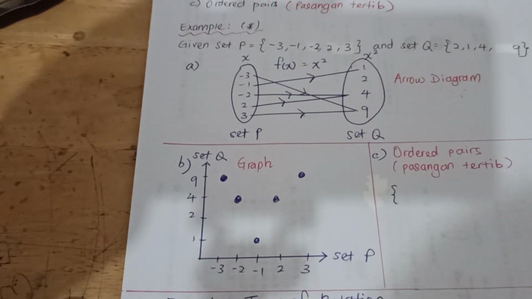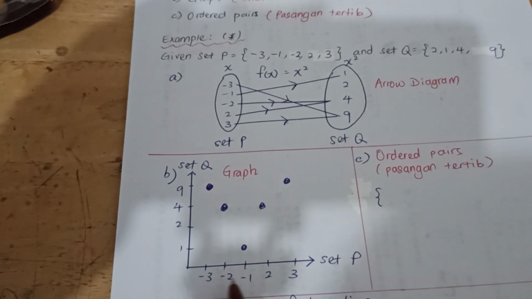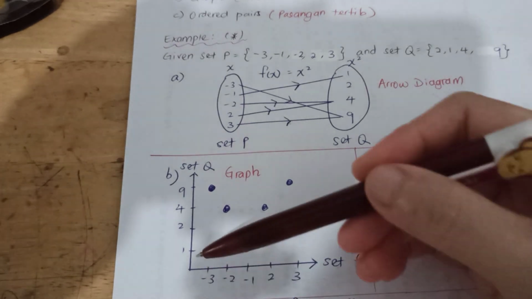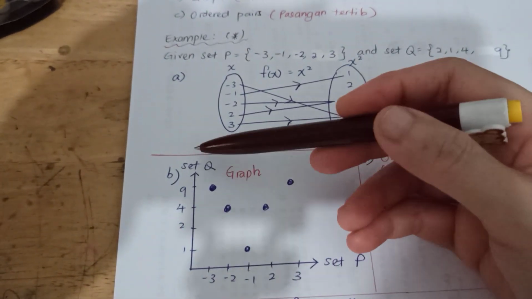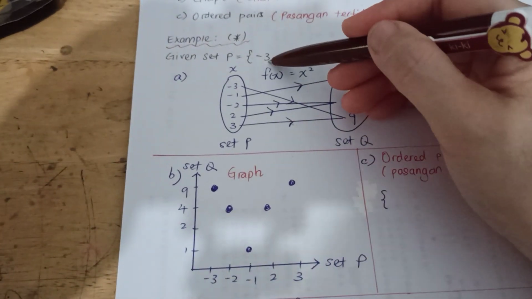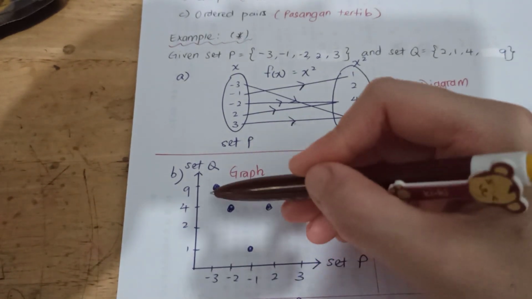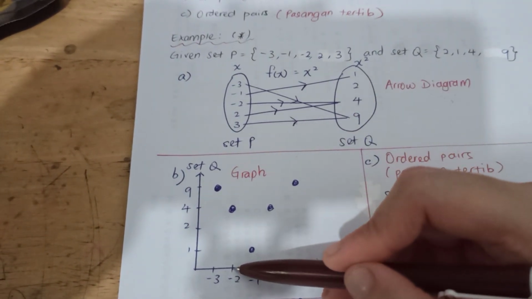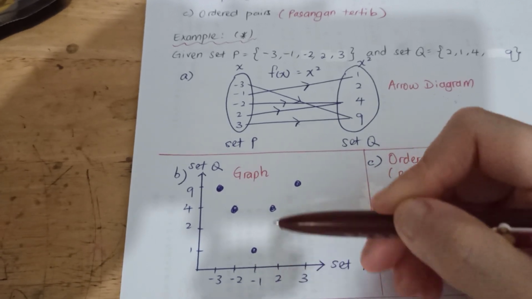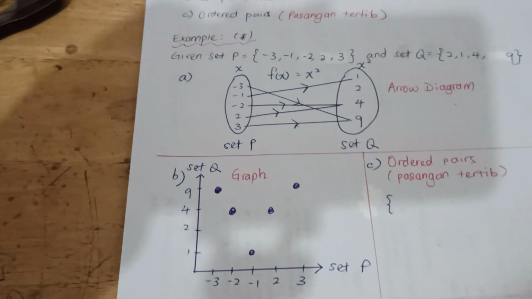Okay, graph. How to represent in a graph? All the elements in the horizontal line, garis melintang, are set P, and all the elements in the vertical line, mencancang, are set Q. So negative 3 will match to 9. So negative 3 goes to 9. Negative 2 squared equals 4. Negative 1 squared is 1. 2 squared goes to 4. 3 squared goes to 9.